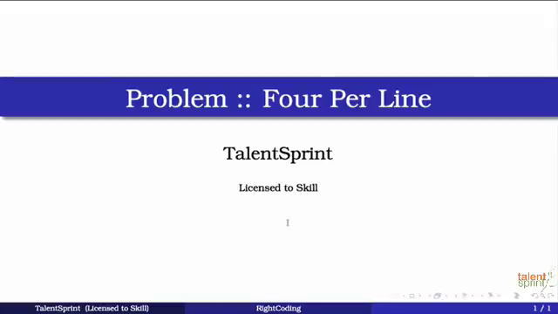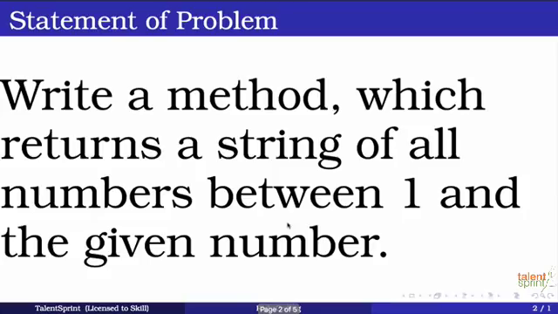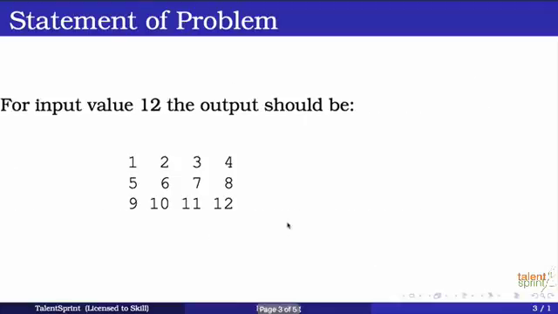In this video we are going to take a look at the problem 4 per line. In the problem we are going to write a method which returns a string of all numbers between 1 and the given number. So how is this string going to return this value?